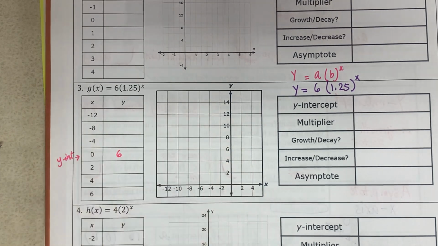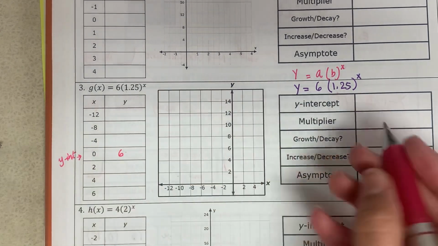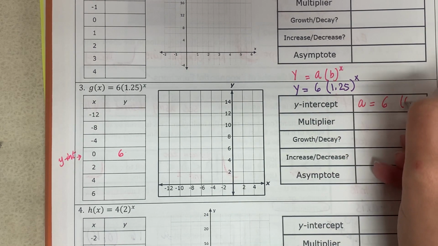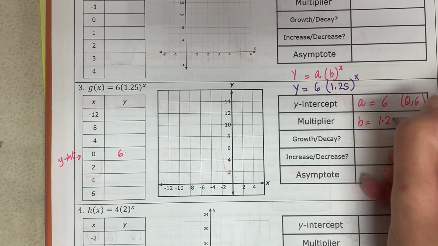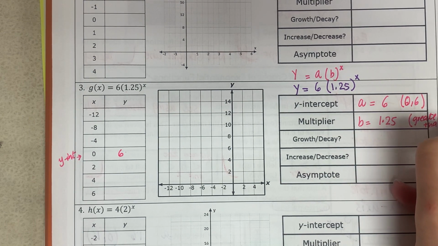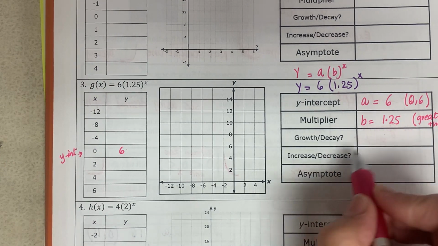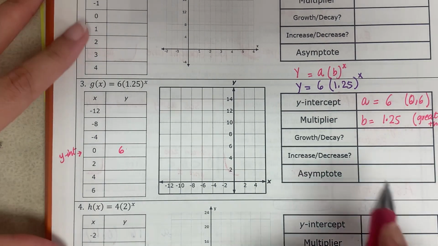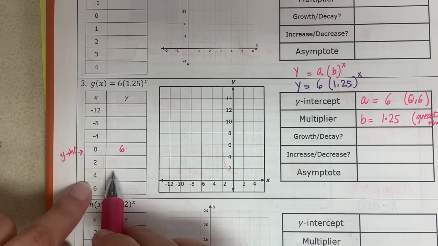So the y-intercept is 6. The multiplier is 1.25. So the y-intercept a is equal to 6. The multiplier b is equal to 1.25. Remember, this is greater than 1. Growth increases, we'll see the graph and then we'll answer those questions. So 6 multiplied by 1.25 is going to give me the next number.